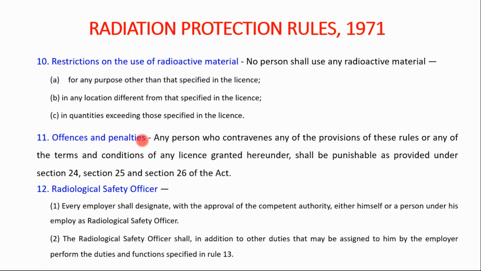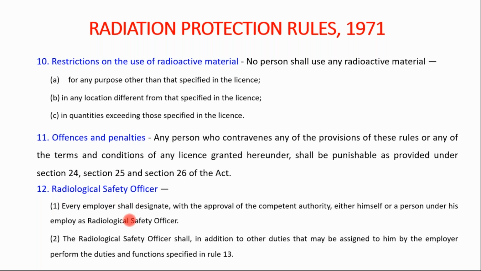Then offenses and penalty. In case the licensee does not follow the guidelines and the legal provisions decided in the Act under sections 24, 25 and 26, and if all the guidelines given by the competent authority are not followed by the licensee, then there may be chances of offenses or a penalty to the licensee. Then rule number 12 is the radiological safety officer.